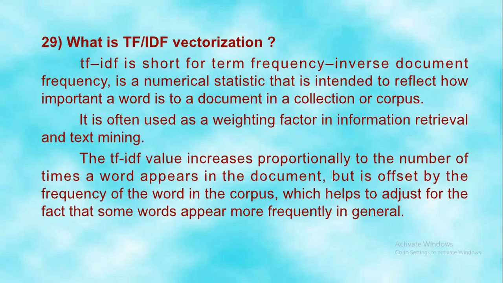The TF-IDF value increases proportionally to the number of times a word appears in the document, but is offset by the frequency of the word in the corpus, which helps to adjust for the fact that some words appear more frequently in general.